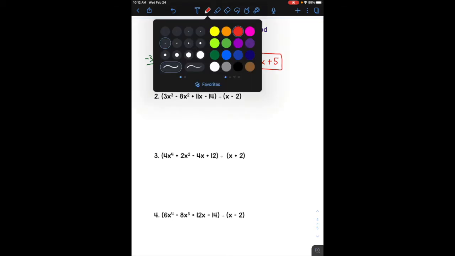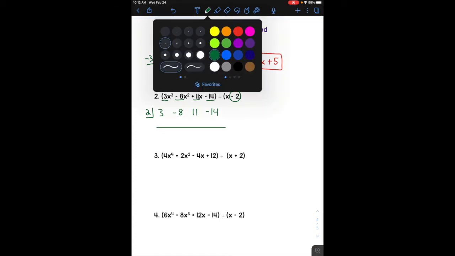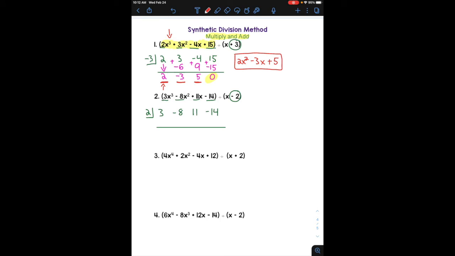Let's go ahead and check out problem number 2. Again, to set up the synthetic division method, we're using the opposite value of the second term of our divisor. Since it's negative 2, we're going to use positive 2, and then list all the coefficients of the polynomial we're dividing. First one being 3, then negative 8, then 11, then negative 14. Draw a line, and we can now begin the synthetic method of dividing.